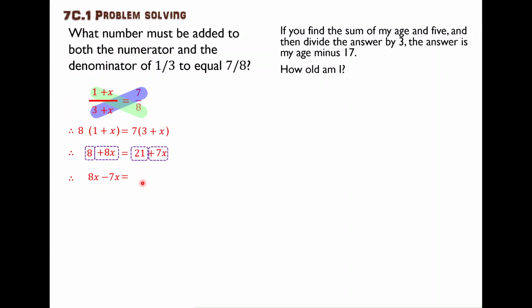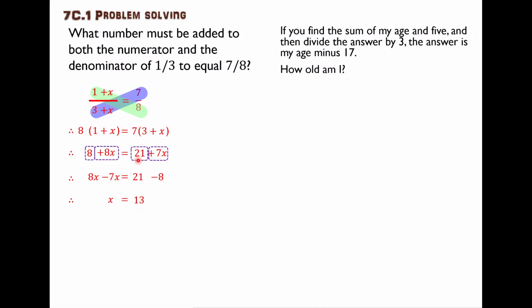So over here, the 21 will stay where it is. This term that was positive will turn into -8. Next line, 8 lots of x take 7 lots of x. Those are both x terms. They're like terms. I have 1 lot of x. 1x is the same as x. And 21 take 8 is 13. So the answer is 13. The number is 13. But it's useful to check if we got the right answer.